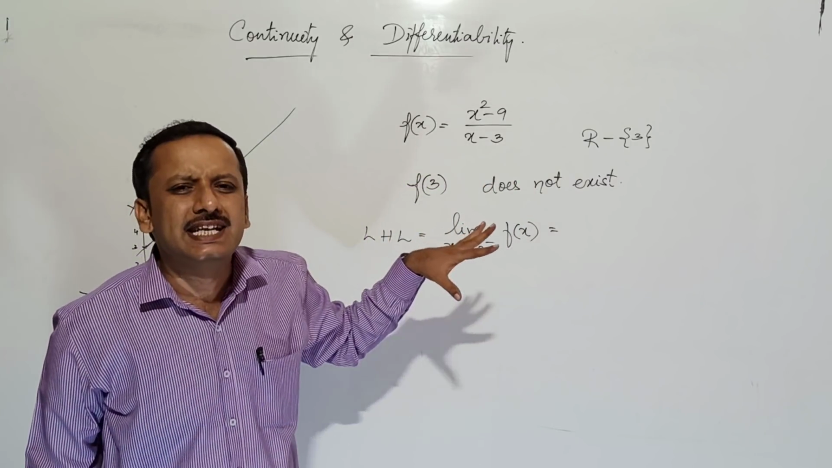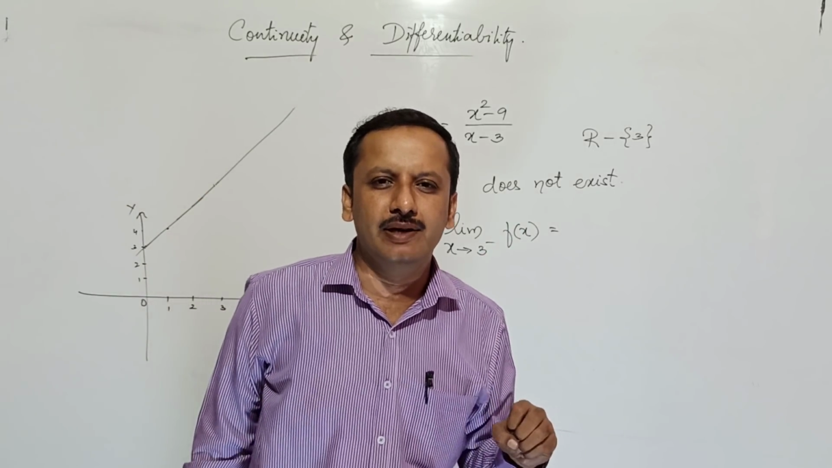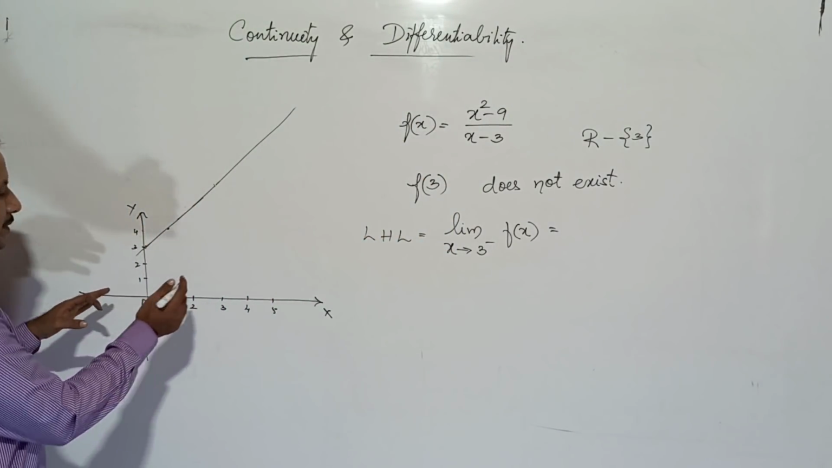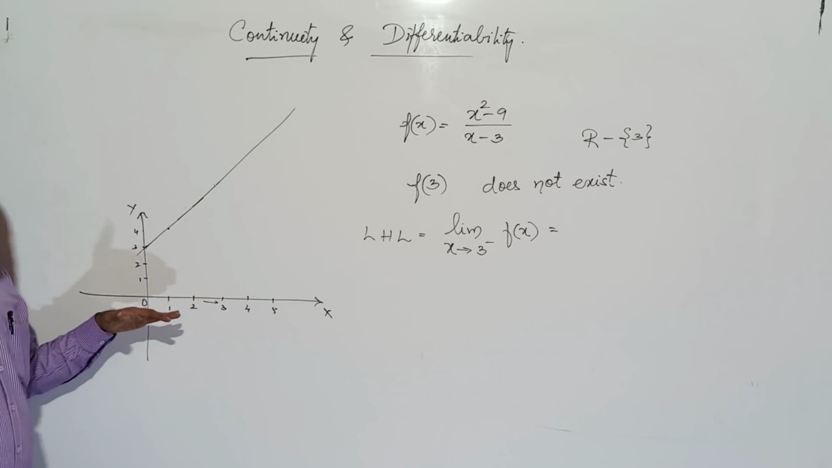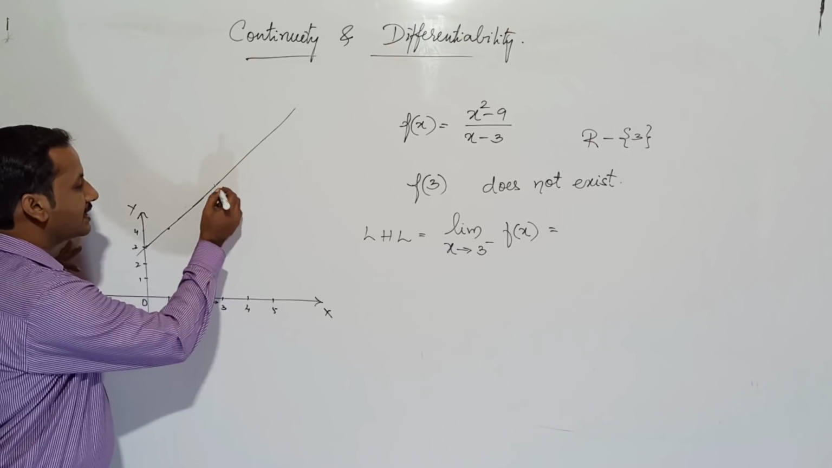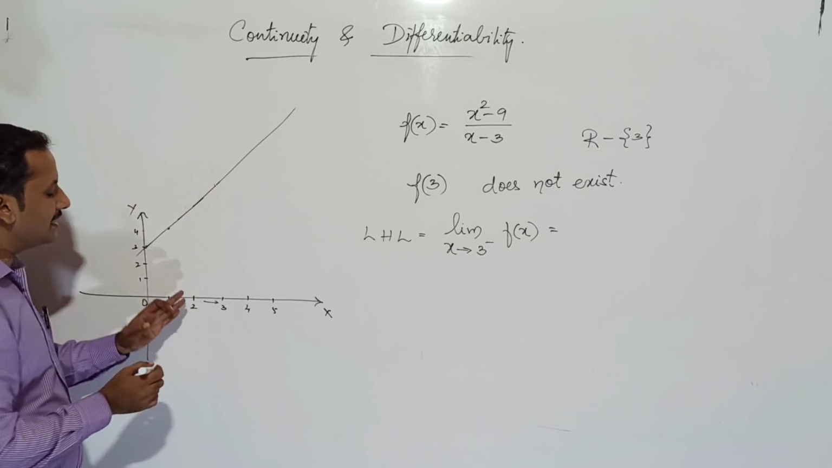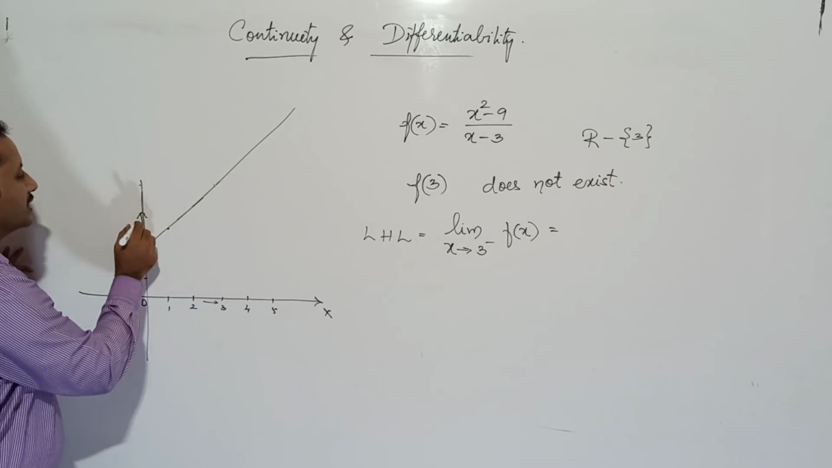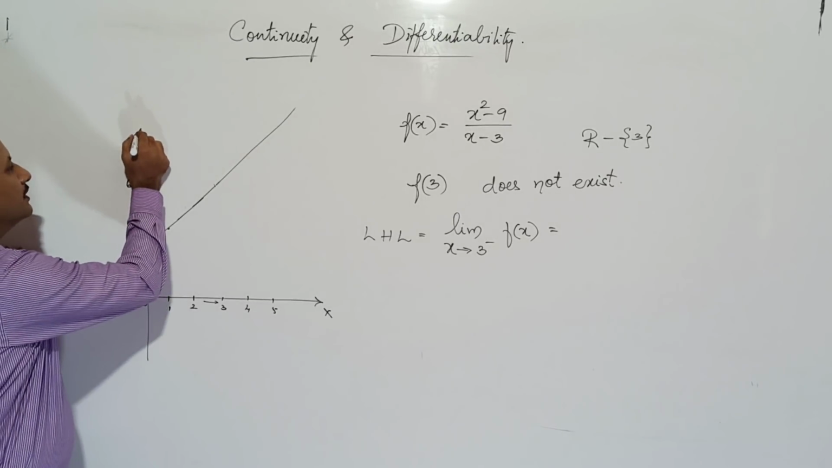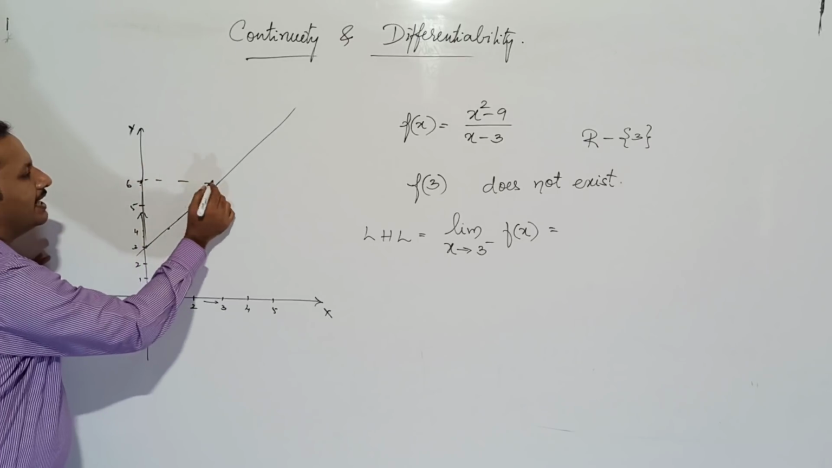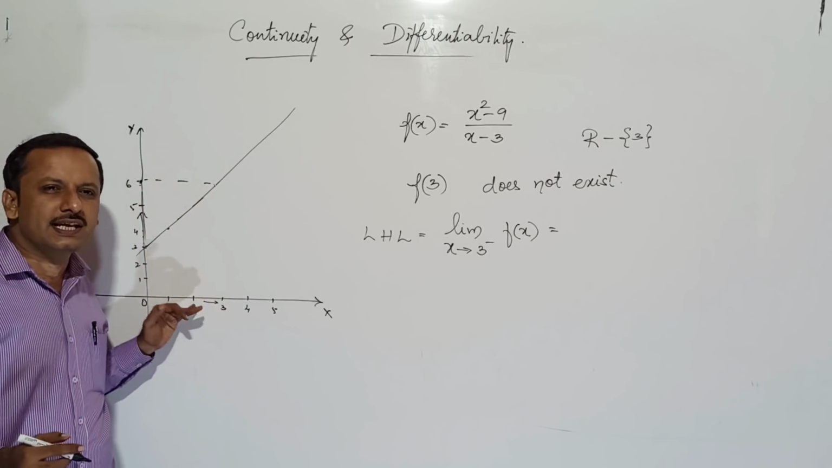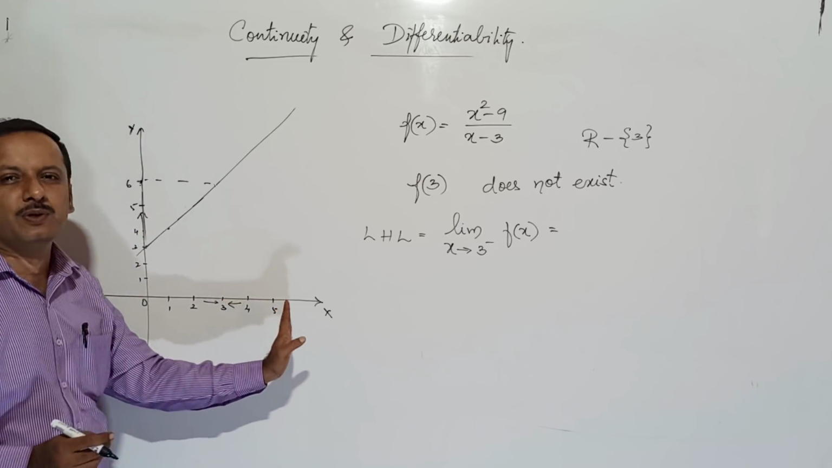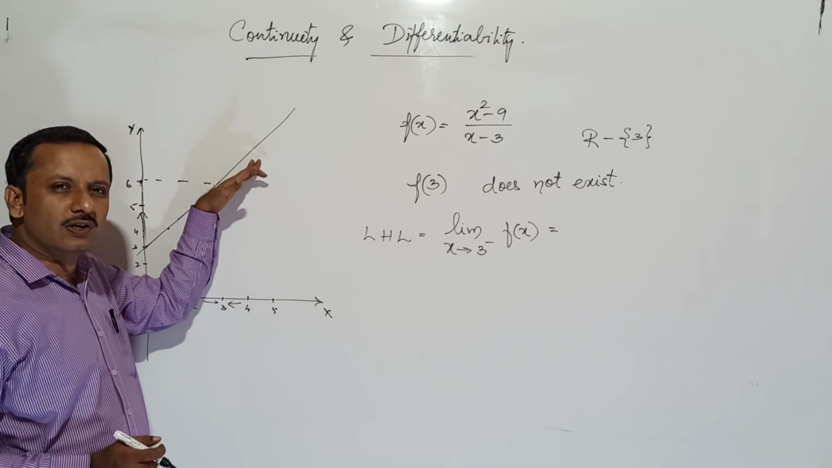Now let us try to find the left hand limit and the right hand limit for this function f of x as x approaches 3. First I would like to find the left hand limit. When x approaches 3 from the left side, what is the value f of x is approaching? See, this is 4, 5 and 6. This is your y-axis. At x equal to 3, when x approaches 3 from the left side, f of x approaches 6. And on the other hand, when x approaches 3 from the right side, f of x also approaches 6.